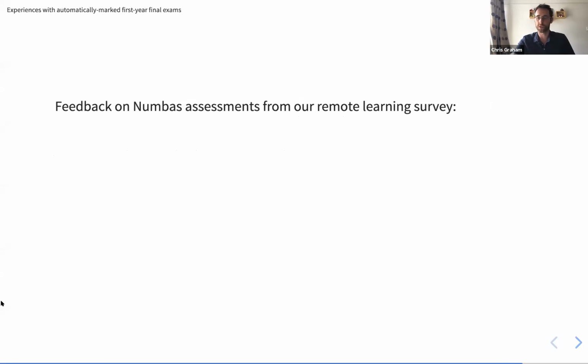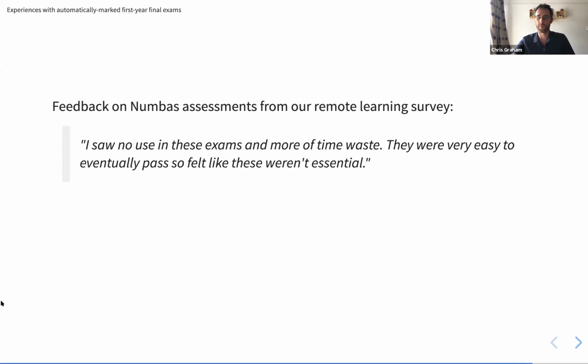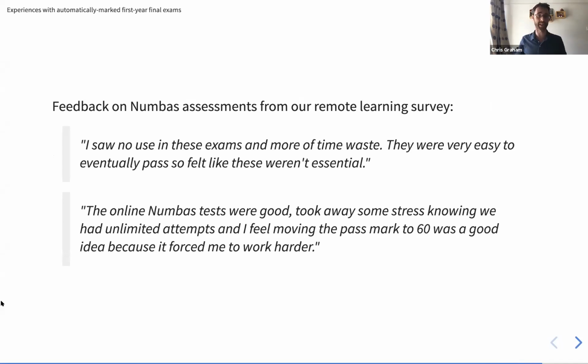There were a few quotes from the remote learning survey. They were largely positive, but I've picked out two at the extreme. So this student said they were a time waste, very easy to eventually pass. I'd argue that if it was that easy to eventually pass, it can't have been that easy.